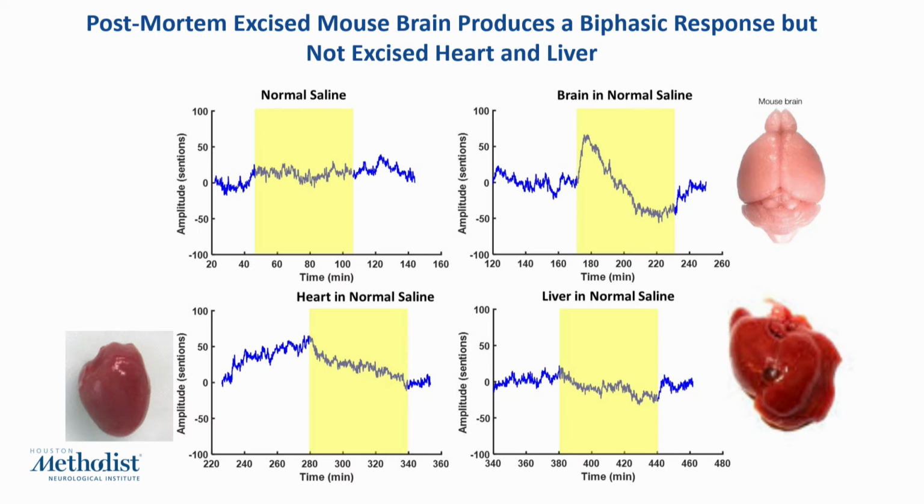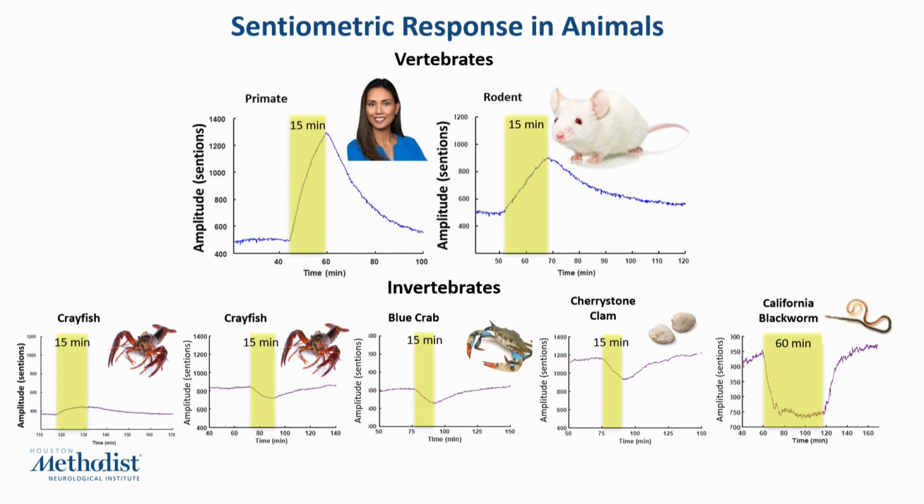So first thing, of course, we did is took out the brain from a dead mouse, put it in normal saline. Normal saline does not produce a response, but the excised brain from the mouse produces a biphasic response. Excised heart, excised liver don't produce this response. Okay, so it is the brain somehow. Okay, so we recorded from other animals. So mouse, man or human.